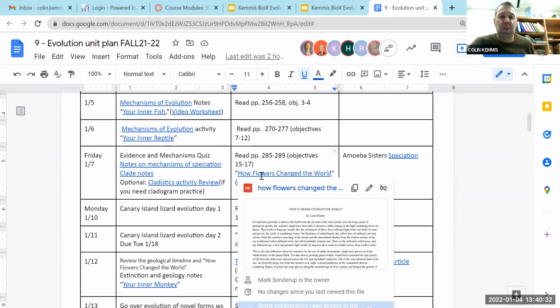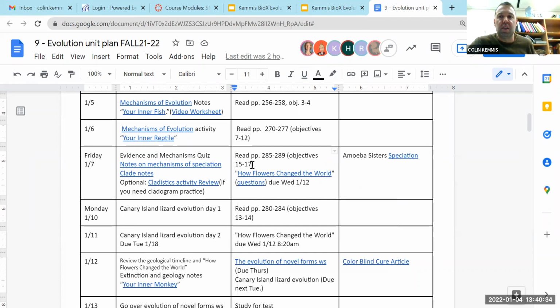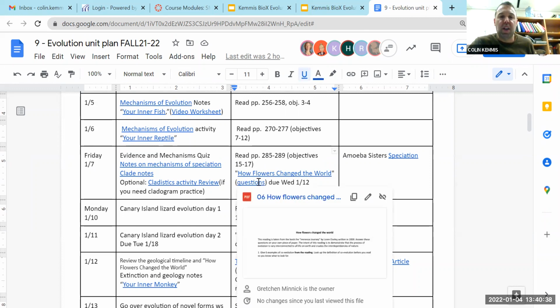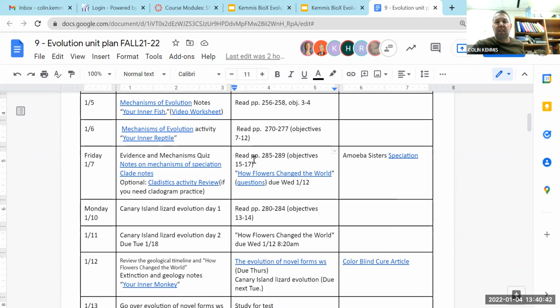Start reading this, How Flowers Change the World. It's a little bit longer reading, 5 or 6 pages. There's some questions that go with that one. It's pretty fascinating. 70% of all plants in modern times are flowering. They're angiosperms, and really how that has changed not only plants but the animals around them. It's pretty cool. That one's not due till Wednesday, so if you have a busy weekend, you could do that next week as well.